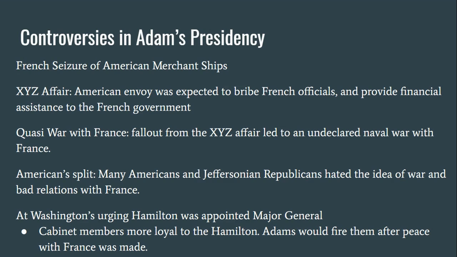Within Adams' own camp were individuals more loyal to Hamilton than he, including the treasurer. They went behind Adams' back to support Hamilton's preparation for war. Eventually, Adams was able to reach a peace agreement with France, and shortly thereafter, he fired Hamilton's supporters.